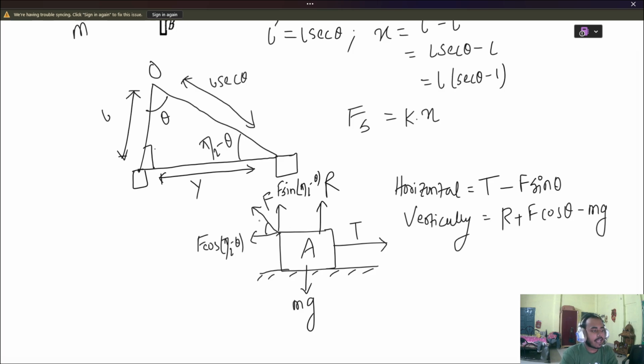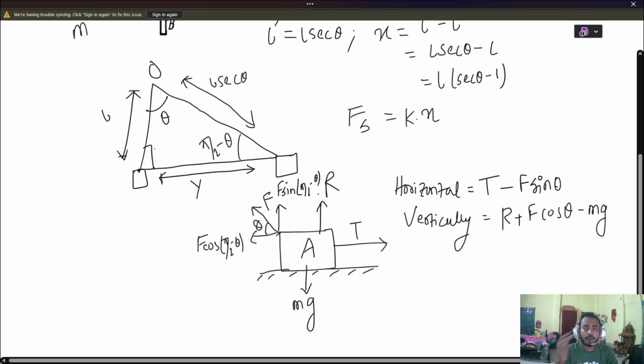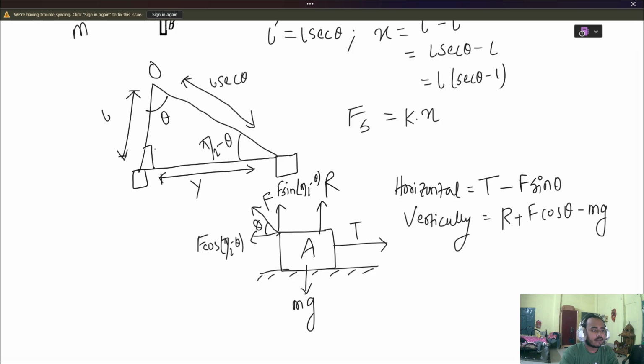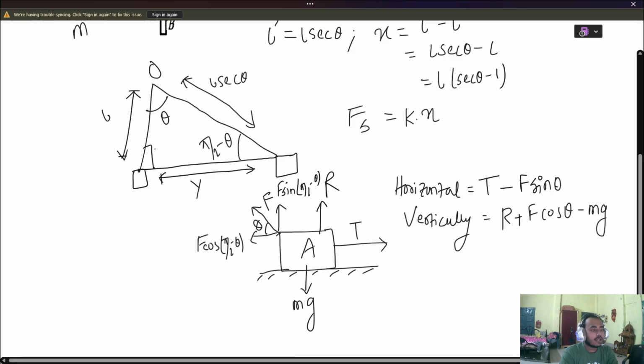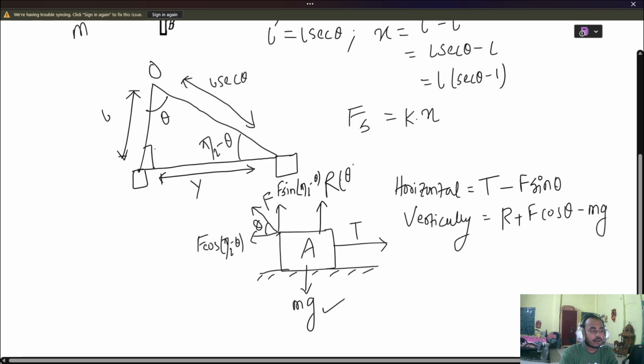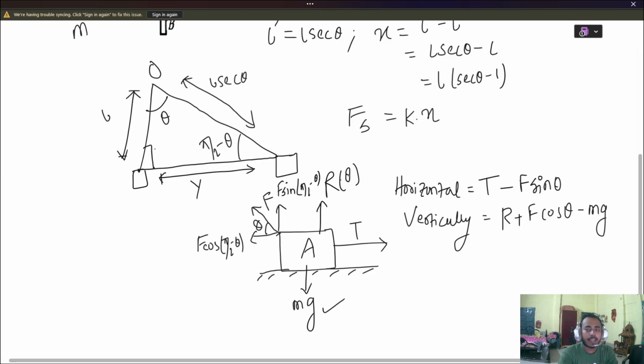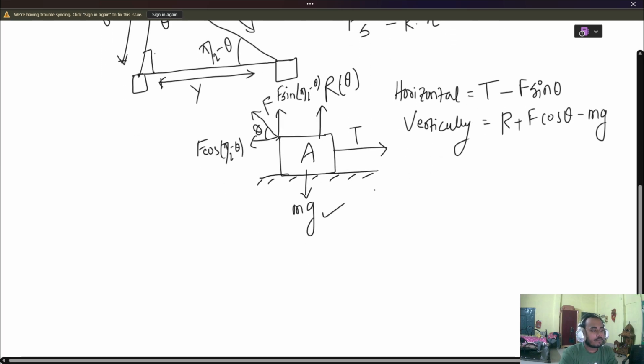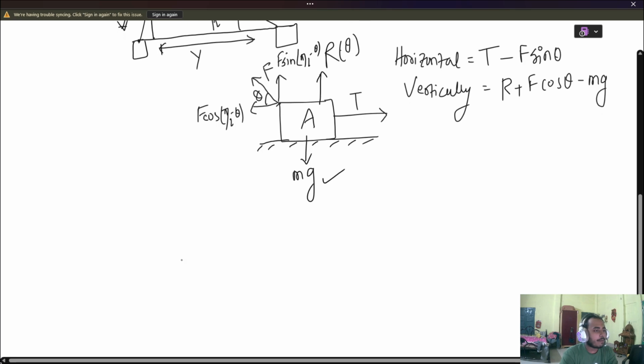Now understand this: since this angle theta varies and the block moves forward, that means in order for the block to remain on the plane, the vertical forces must balance each other. Now that is only possible because mg is constant, right? But F sine theta varies. And since F sine theta varies, in order to compensate for that change, R also varies. So essentially, R is also a function of theta. The reaction that you get from the ground on this block A is also varying as theta is varying.